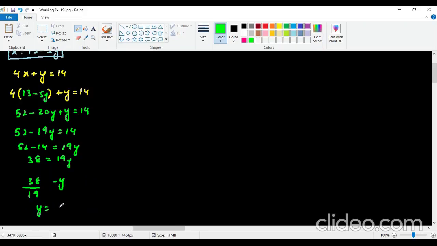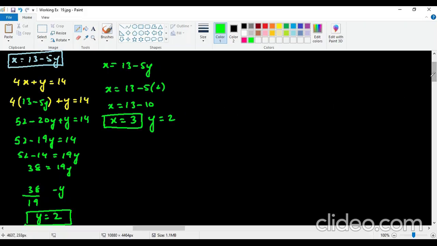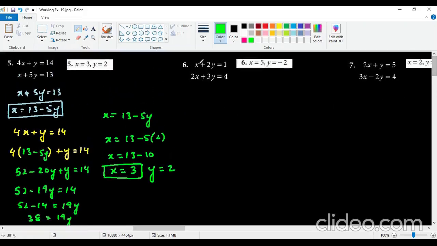So the value of y is 2, and the value of x is x equals 13 minus 5y. That means x is equal to 13 minus 5 times 2. That means x is equal to 13 minus 10. That means the value of x is 3. So the value of x is 3 and the value of y is 2, which is given in the answer over here. Moving on to the next question.